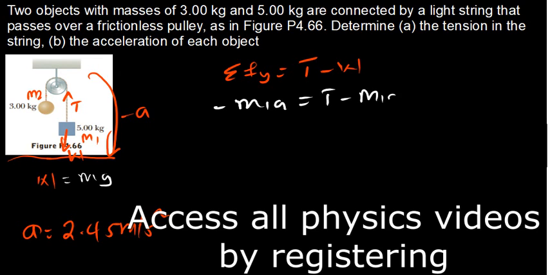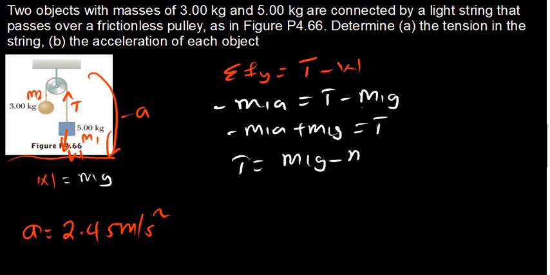Okay, so I'm going to say M1A is equal to T minus the weight, which is just M1G. So I'm going to shift this part to the other side. I'm going to have negative M1A plus M1G equal to the tension force. This is the same as the tension force being equal to M1G minus M1A. From here, if I want, I can factor out M. I can say that T is equal to M1 open brackets G minus A.